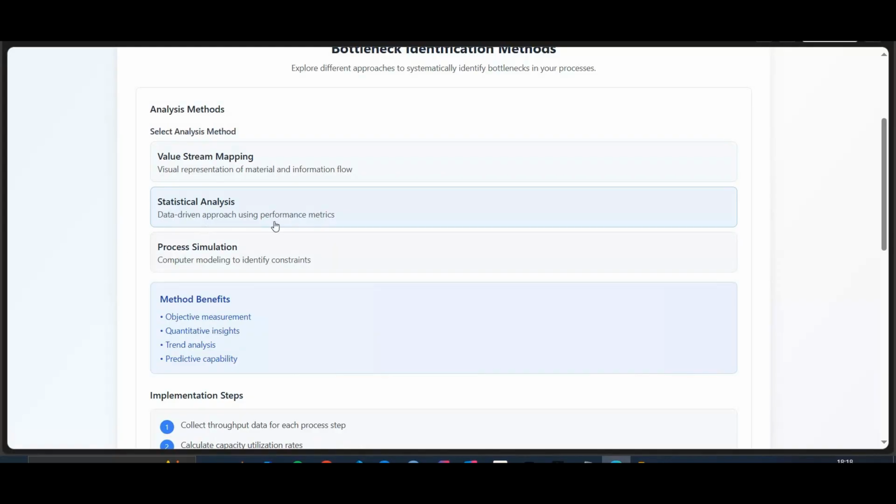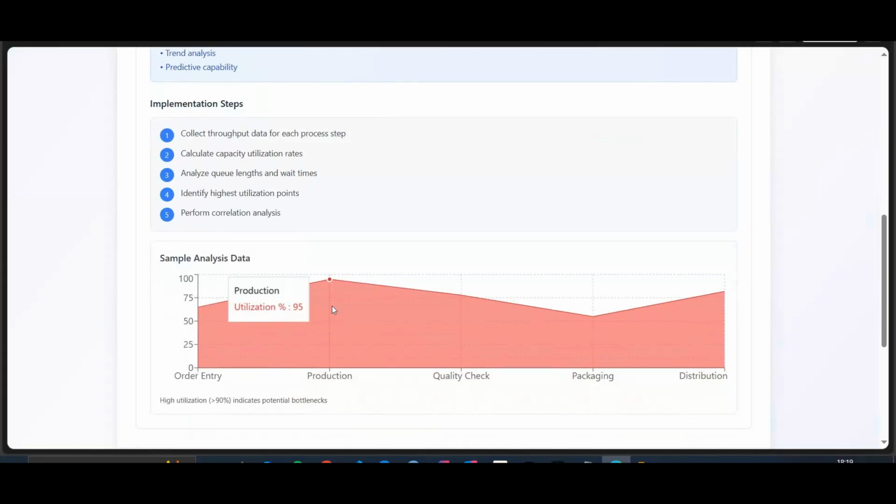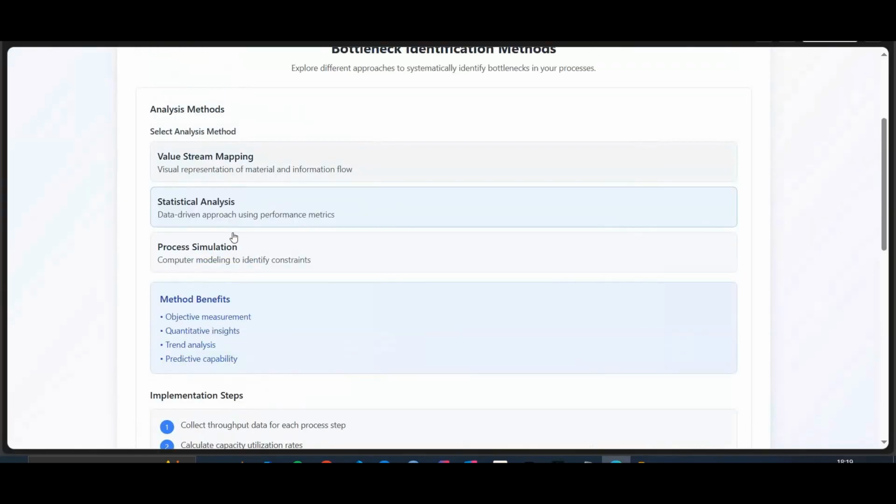Another method is statistical analysis. This is more data driven. We gather numbers on throughput, utilization rates, wait times, and queues. Then we look for the steps with the highest utilization. If you see utilization constantly above 90%, that's usually a warning sign. And statistical tools also allow us to analyze correlations and trends, making the findings more objective.